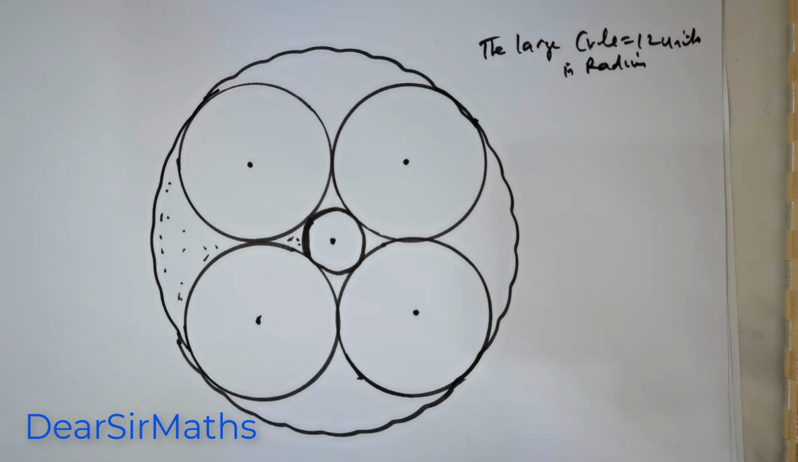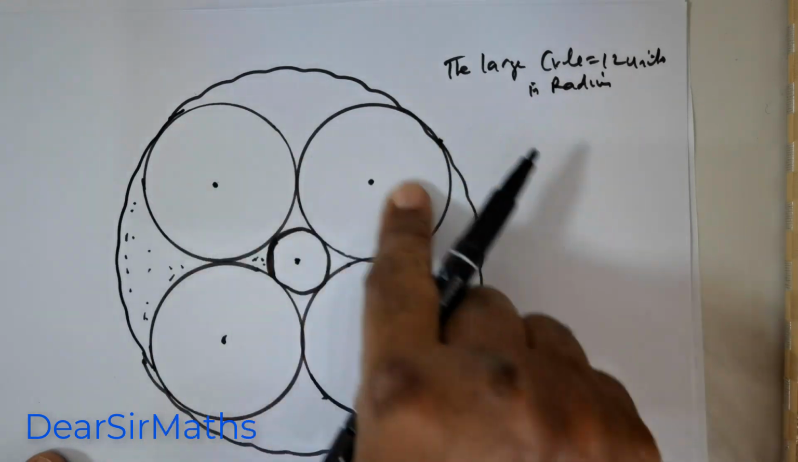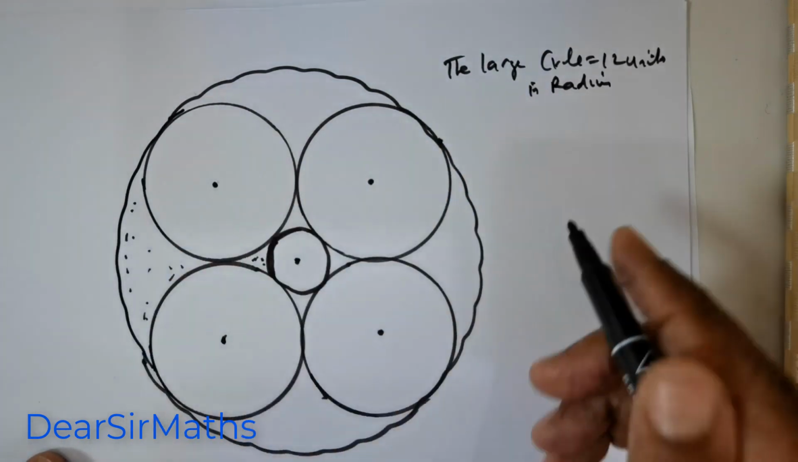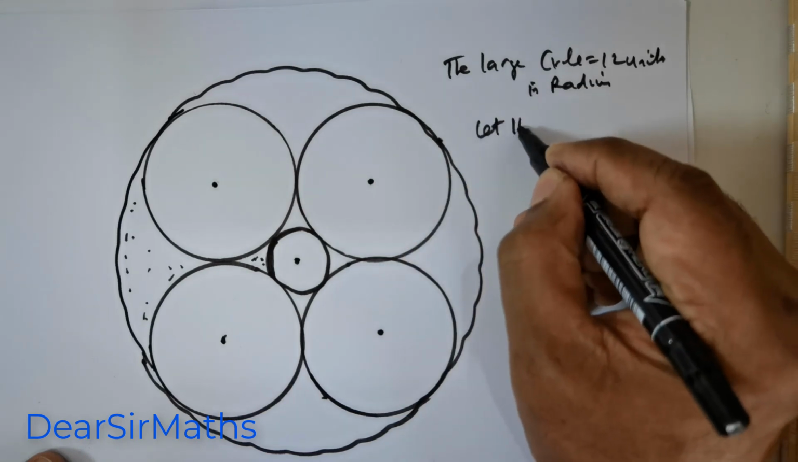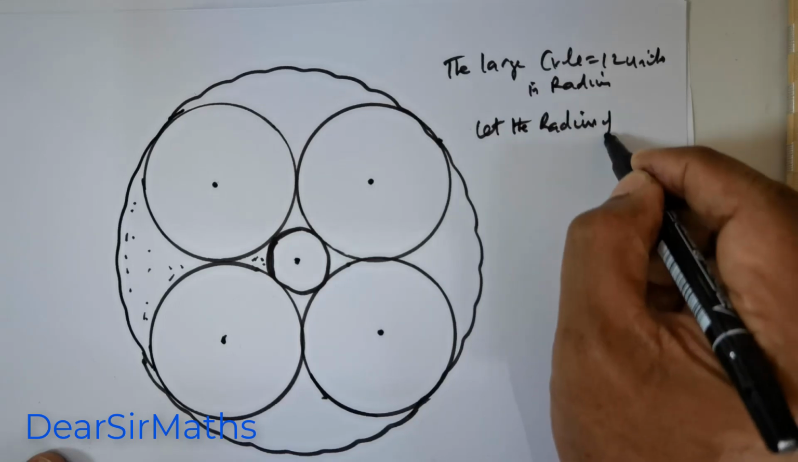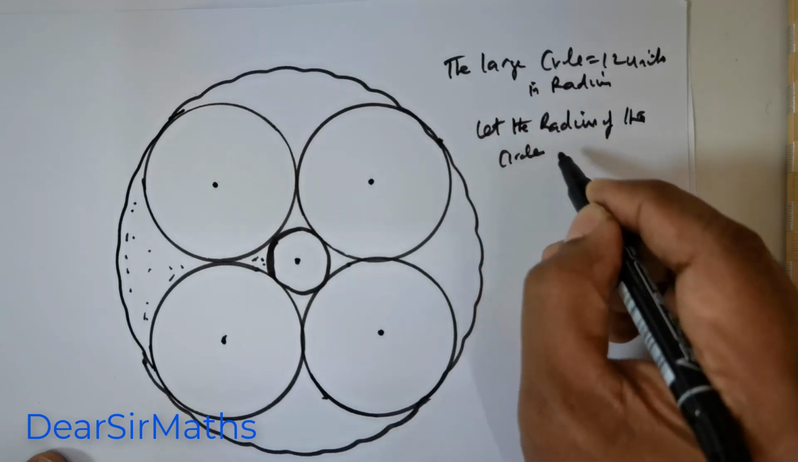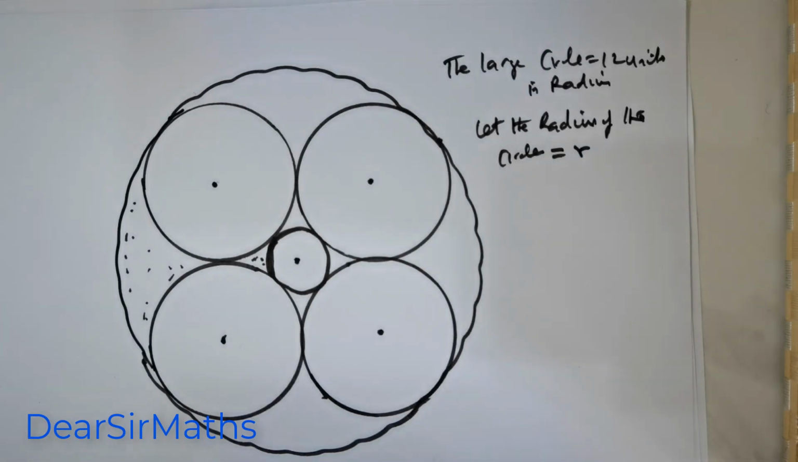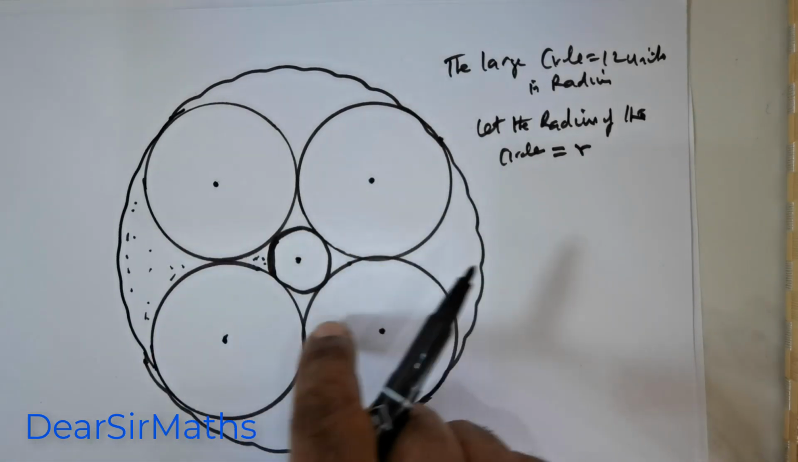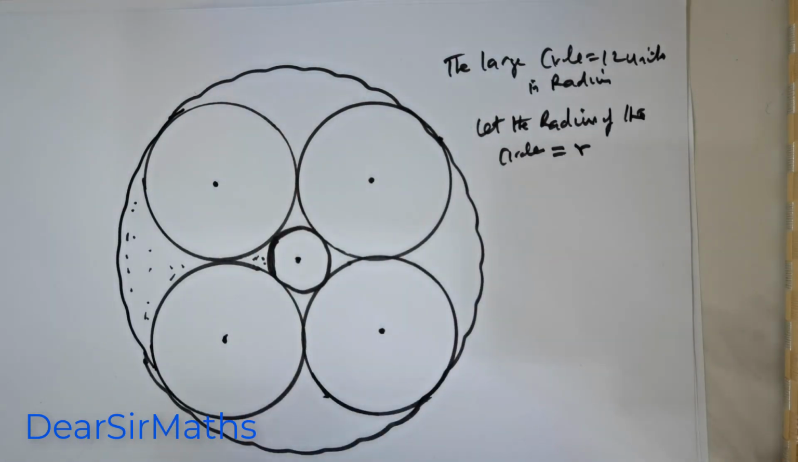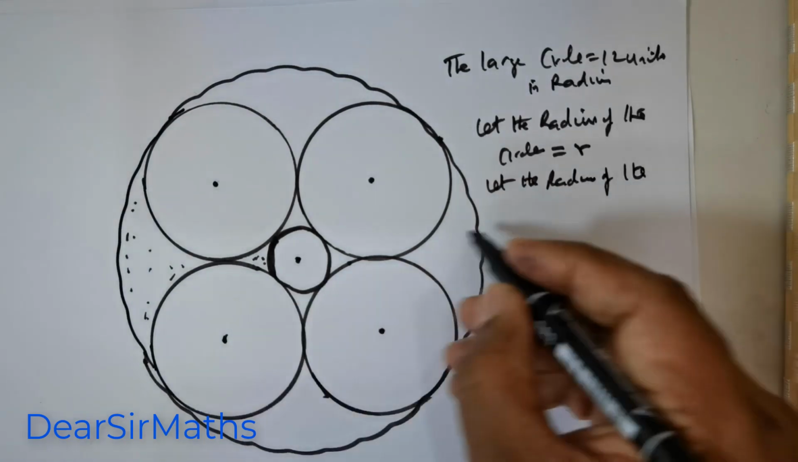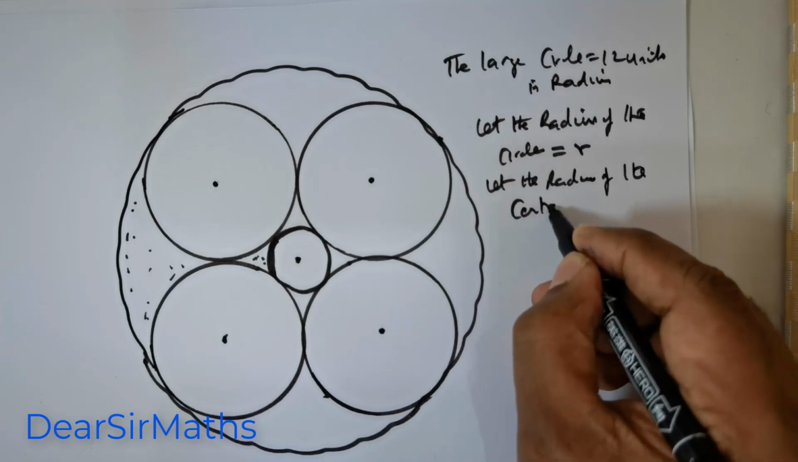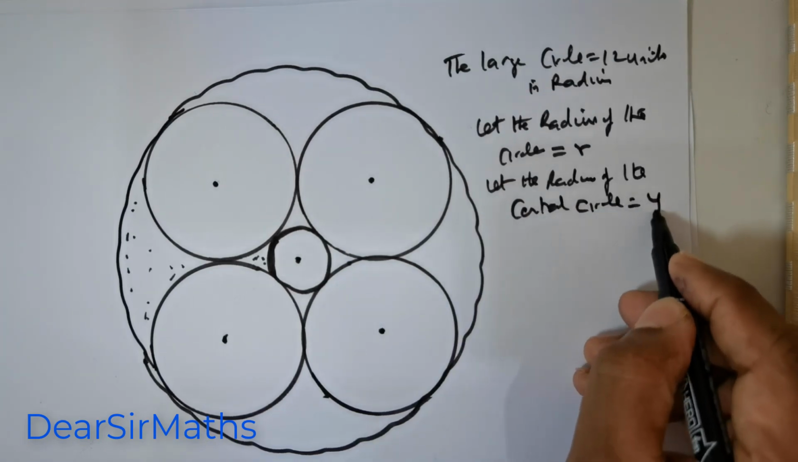So foremost, I would like to take all these circles as equiradius. Okay, equiradii. This is given, and let me take the radius of the circles to be equal to r units. Circle 1 is r, circle 2 r, r. So all of these are r units. Now let me take the radius of the central circle to be equal to some y.